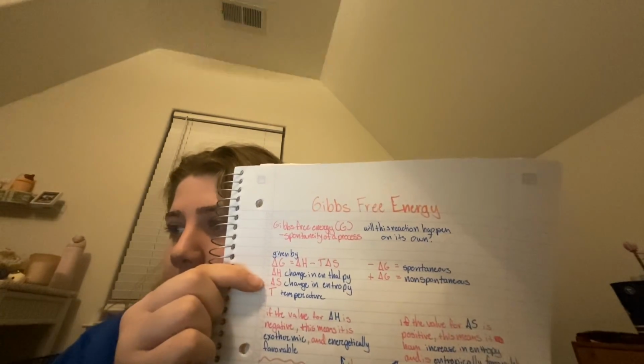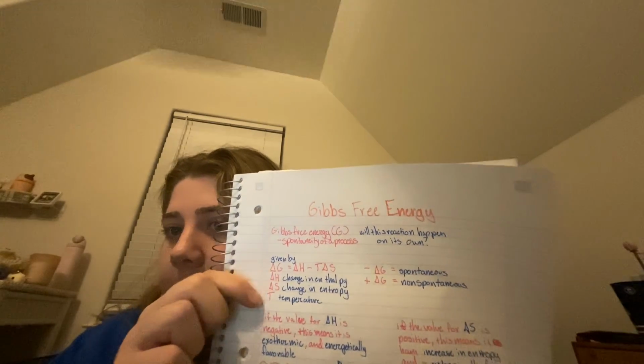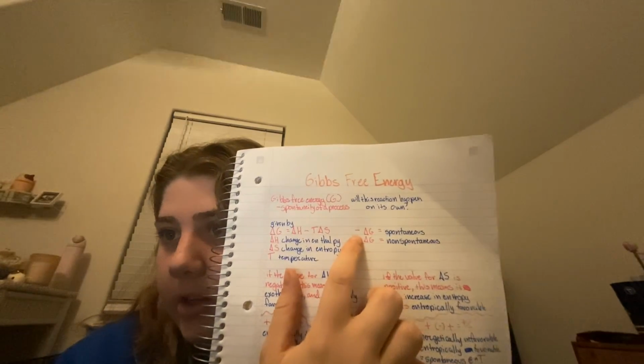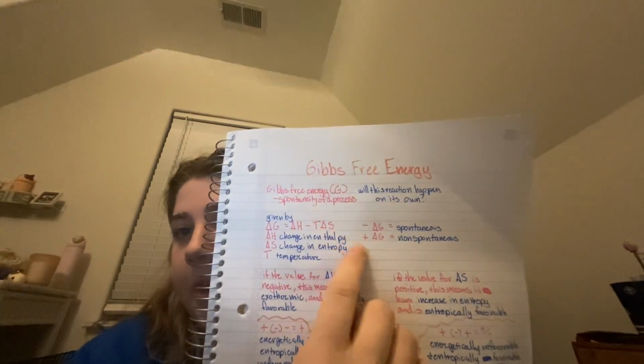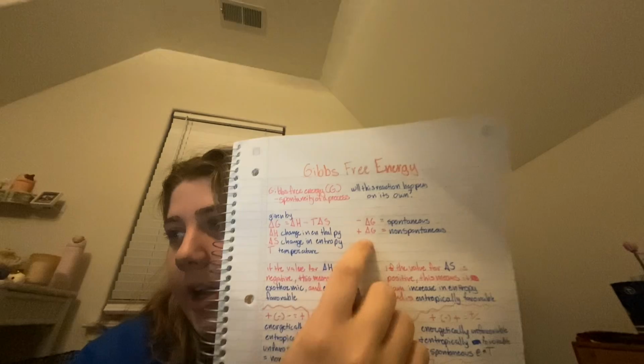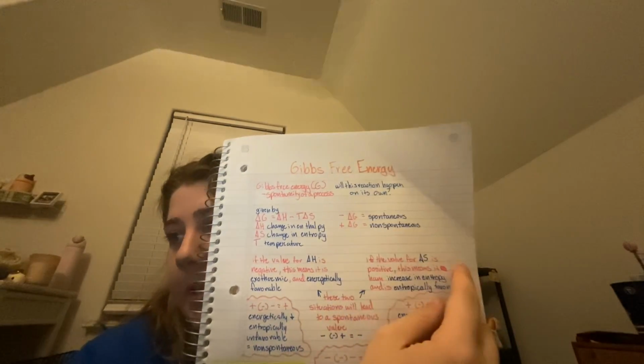The equation for it is right here. Delta G equals delta H minus T times delta S. Delta H stands for change in enthalpy, delta S is change in entropy, and the T stands for temperature. Once you're doing this equation and you come up with your answer, if your answer is a negative delta G, then that means that your value is spontaneous. Same thing, if you end up with a positive one, then your answer is non-spontaneous.